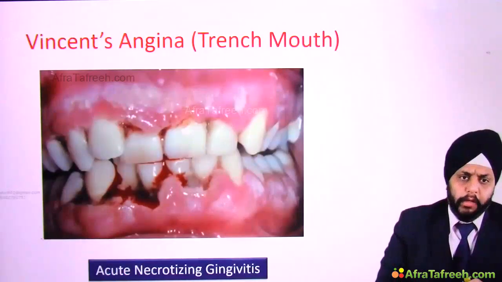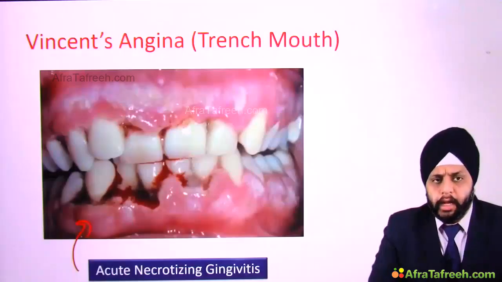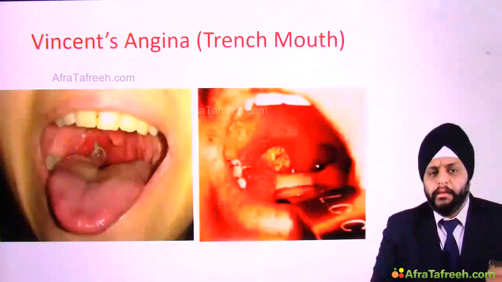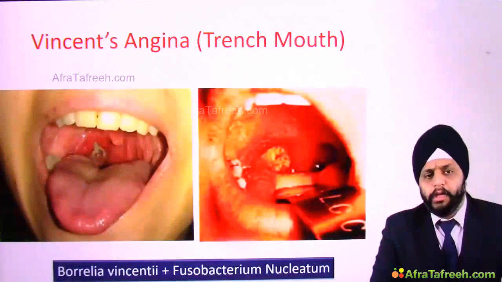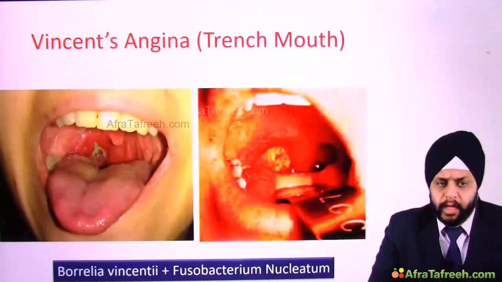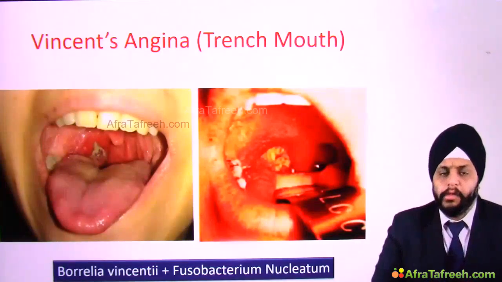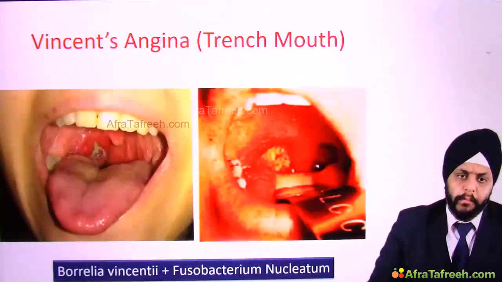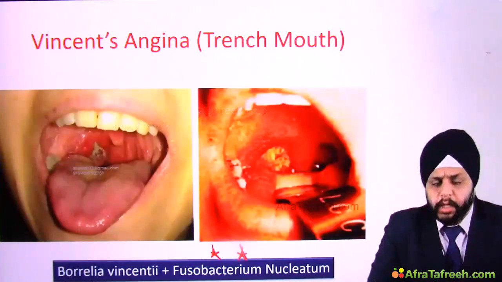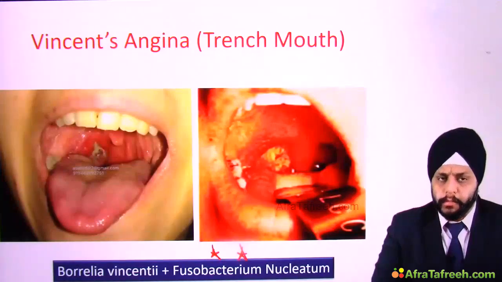All right, so you can see over here, there is an acute necrosis of the gingivae, and this Vincent's angina, it is caused by which bacteria? It is caused by a spirochete known as Borrelia vincenti, and it causes Vincent's angina in collaboration with Fusobacterium nucleatum. Okay, so that's important. It collaborates with Fusobacterium nucleatum and it causes Vincent's angina, also known as trench mouth.